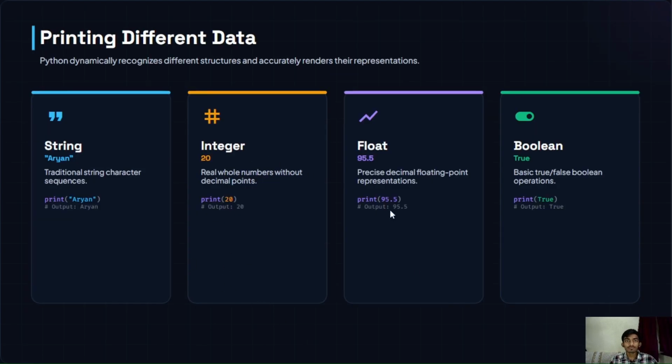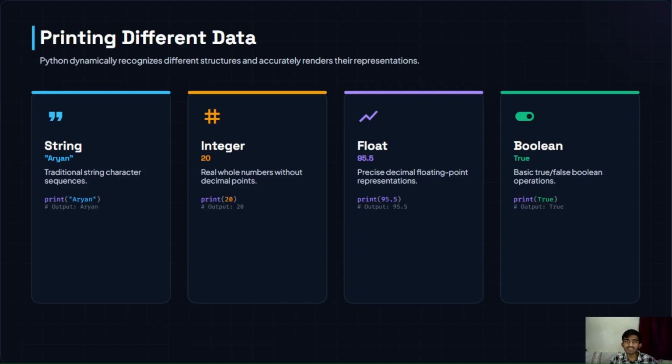Now that we know what the print function is, let's see what all we can print using it. The first and the most common thing is text. For example, print hello. As we have done print hello world, same print hello. When we run a program, Python simply displays the word hello on the screen. Very simple.